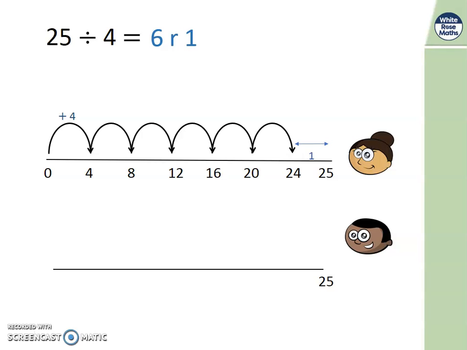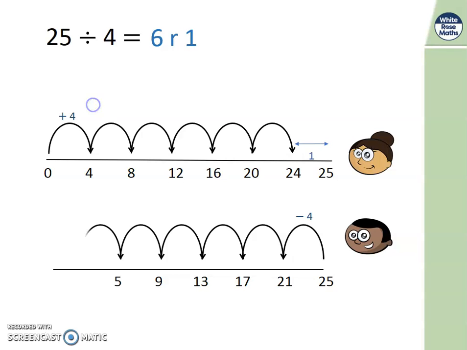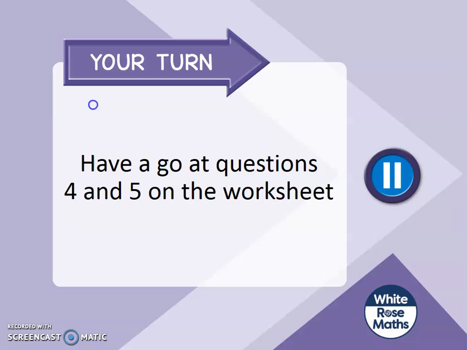Let's have a look at Mo's method. It's still a number line up to 25, but he's counting back in groups of 4 and writing down where he lands. Did you land on the right number each time? You should find that you have 1 left over at the end, and we circle that because that is the remainder. He still has 6 jumps and he lands on 1, which is the remainder. Which method do you prefer?